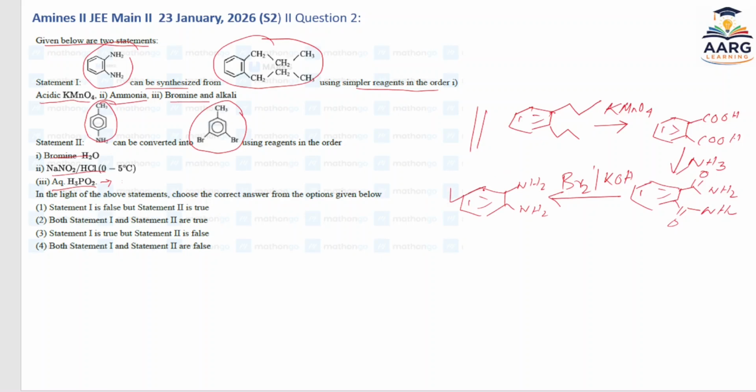So statement 1 is correct. Let's see statement 2. Statement 2 में बोला गया है कि this is the compound with CH3 and NH2, which on reaction with bromine water, a very reactive brominating agent, gets substituted at both ortho and para positions to aniline. You can see here are two electron activating groups, one is amine, one is methyl. Methyl is also an ortho and para directing group, amine also.